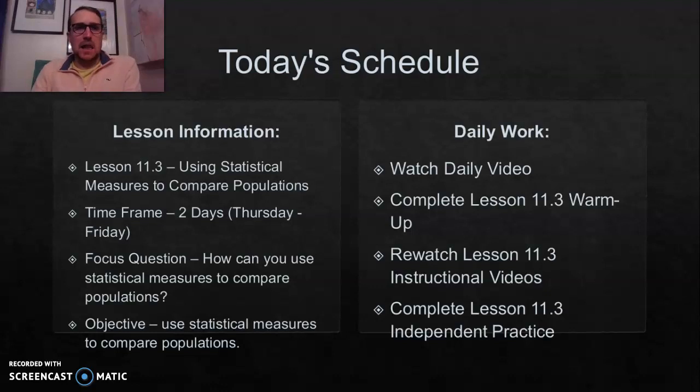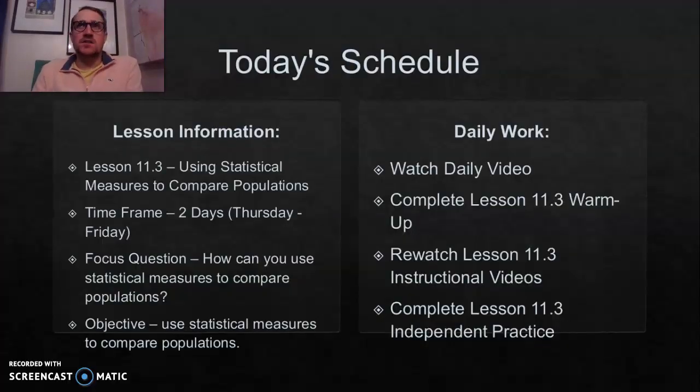Today we're beginning lesson 11.3. It's called Using Statistical Measures to Compare Populations. All right, this one's going to be a little bit of a doozy. This is where we're talking about mean and we're talking about MAD. And you might remember we learned the MAD shortly before leaving.